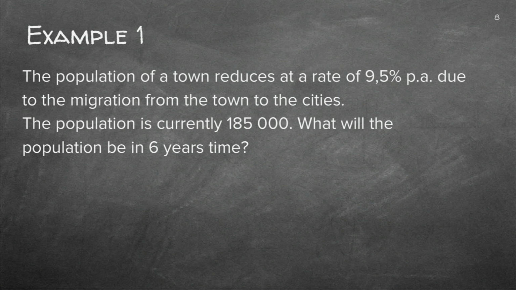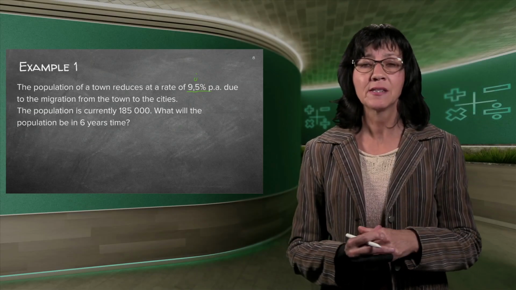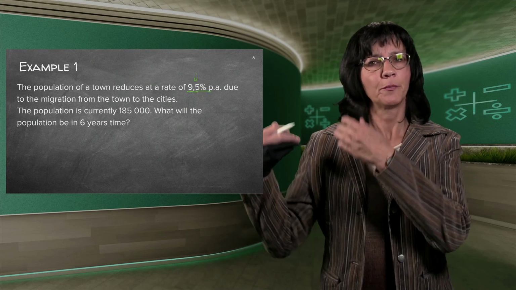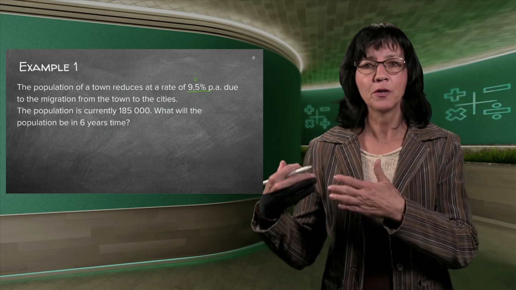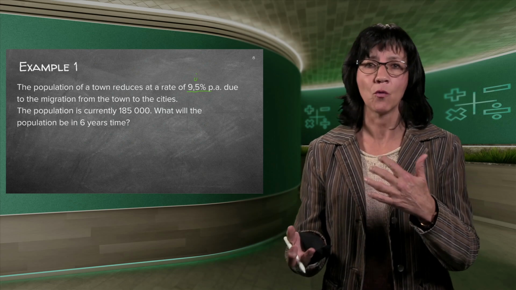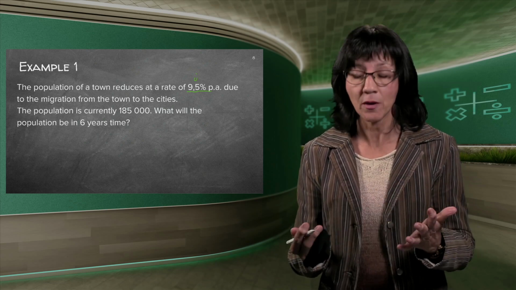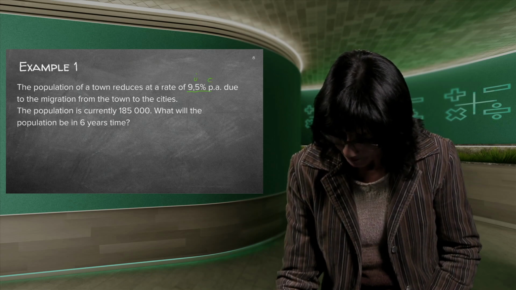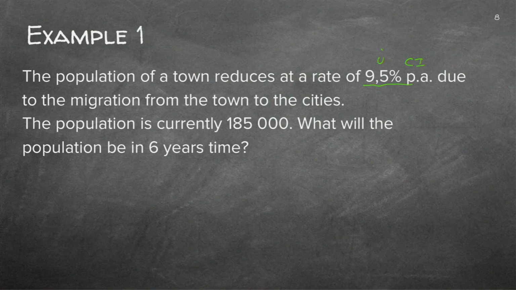Good. Example 1. The population of a town reduces at a rate of 9.5%, that's the I, due to the migration from the town to the cities. Now, population, if you can recall a previous lesson, we did population and inflation, and we said both of them are worked out on the previous year. The end of the previous year, they used that value, and then they work out the either reducing or increasing, whatever it is. So it's compound.